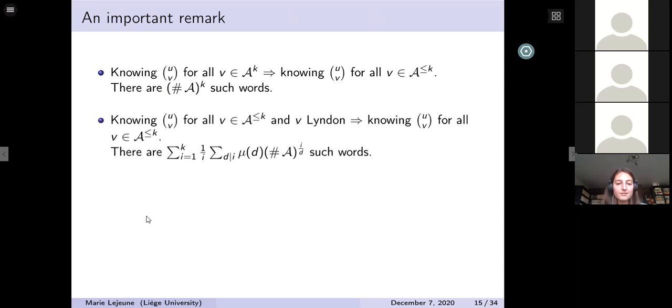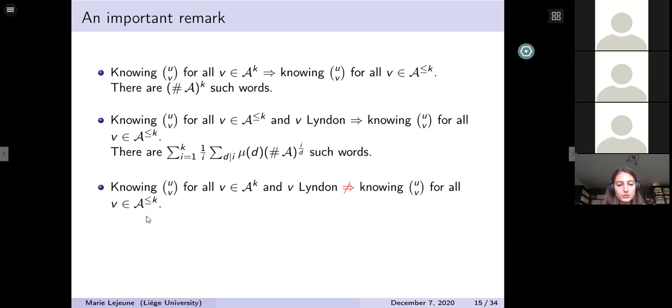But in fact, if I know all the binomial coefficients of Lyndon words of length up to k, I know all the k deck, and so all the previous ones. And how many Lyndon words of length up to k do I have? I have this quantity, where here this mu is the Möbius function. And this is really less. There are really few Lyndon words compared to this quantity.